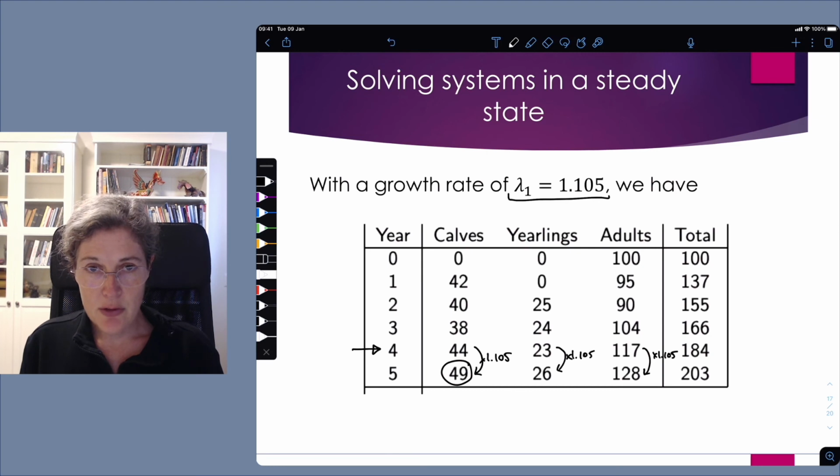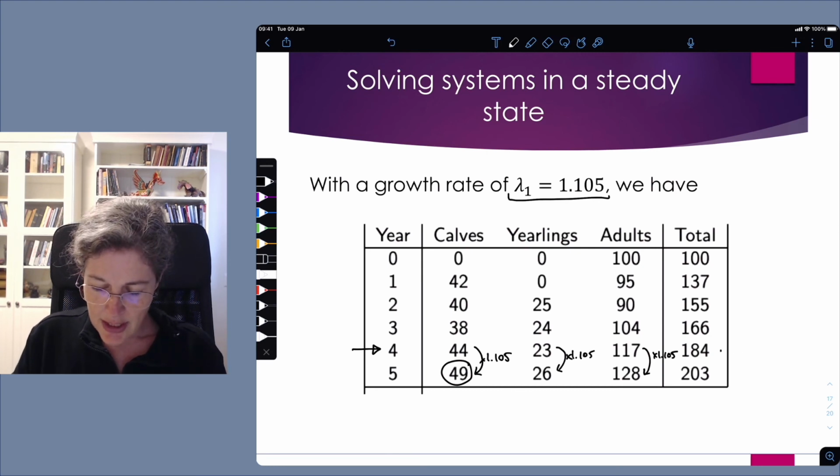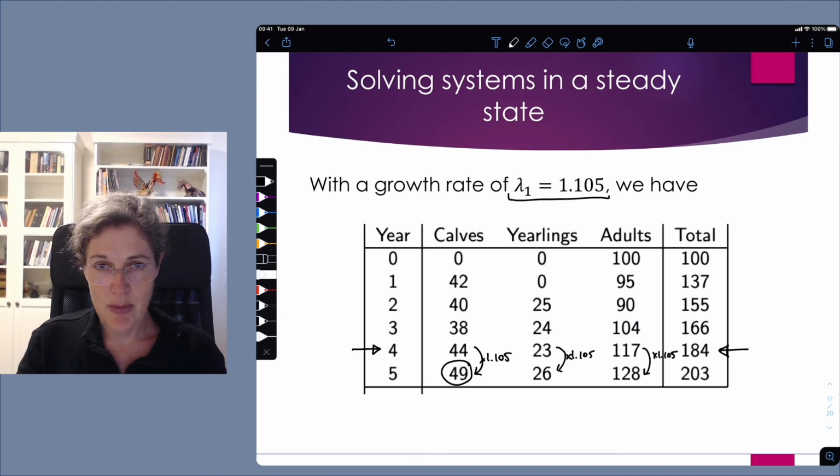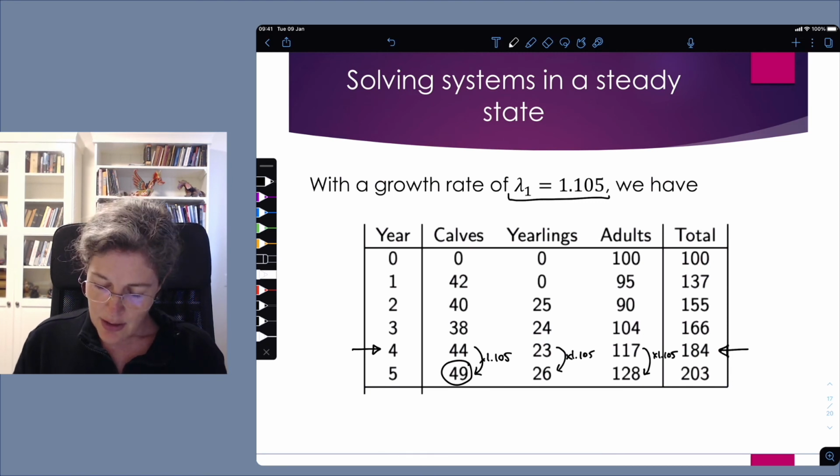So that's quite powerful. Previously, we had to take the population from year t and then multiply it by the Leslie matrix to find the population the following year. But once you know the eigenvalue, you just straight multiply by the eigenvalue and you're good to go. So that's kind of useful. And it also tells you very clearly overall how your population is going to grow each year.